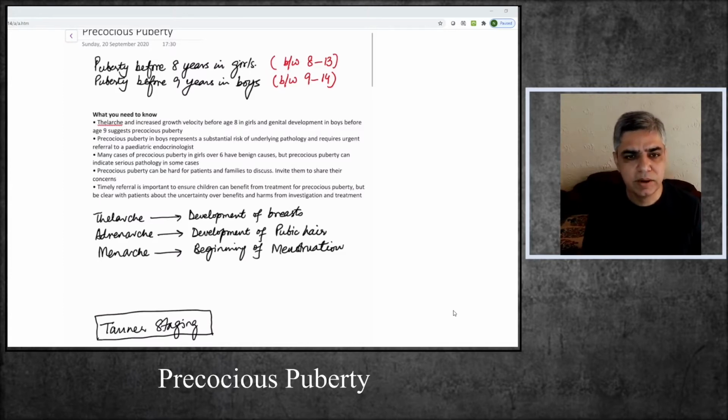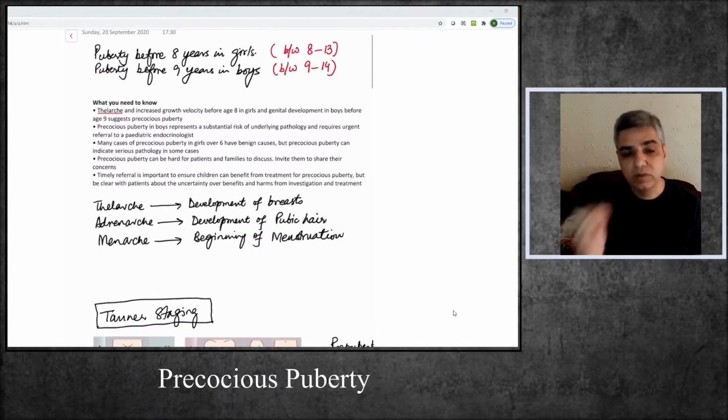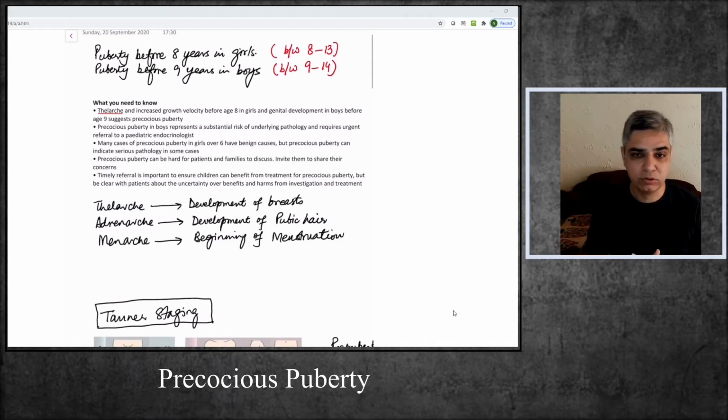Also keep it in mind that many cases of precocious puberty in girls who are over 6 years of age have benign causes. As I said, most of the time when you are working up these girls, you won't be able to find a cause, and we call them idiopathic precocious puberty. But in a rare number of cases, you will find some serious pathology as well.